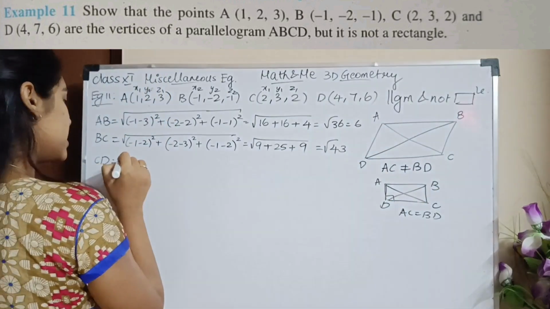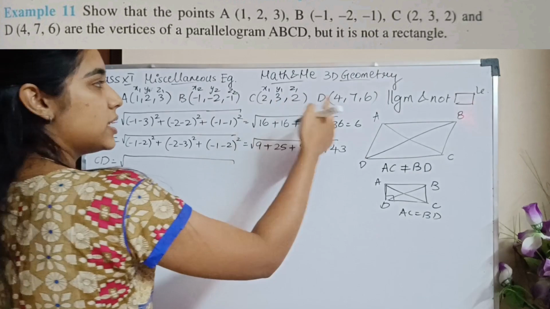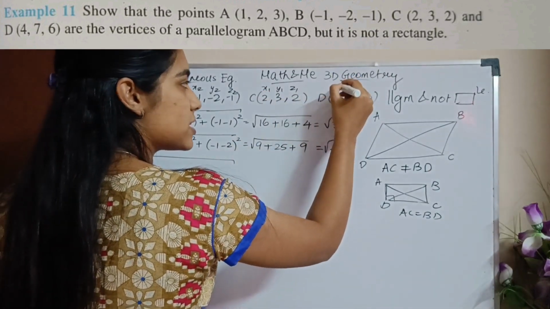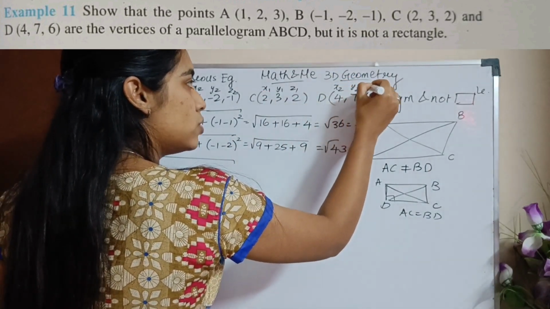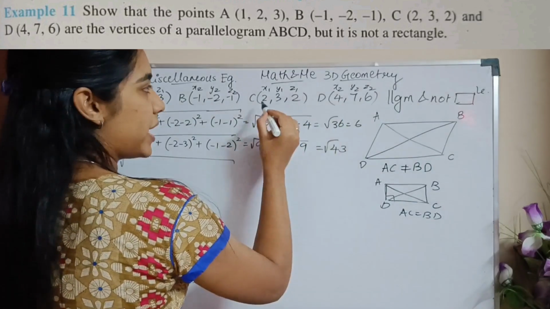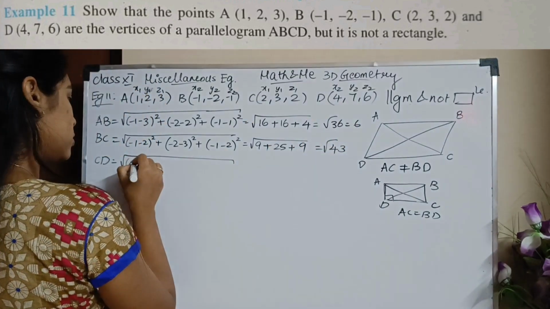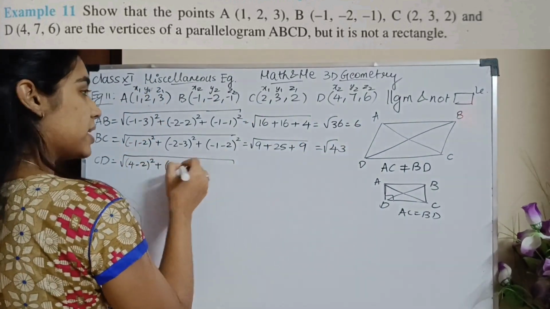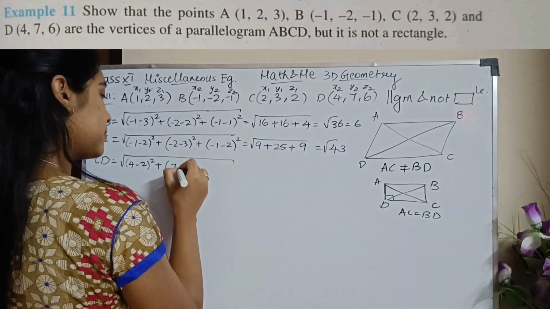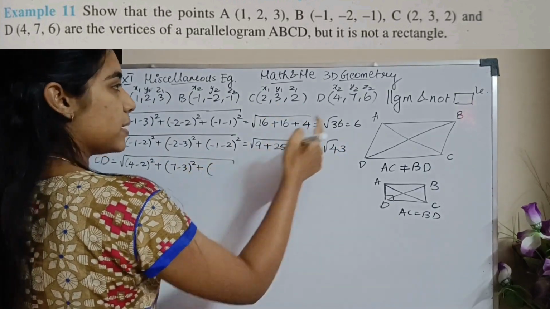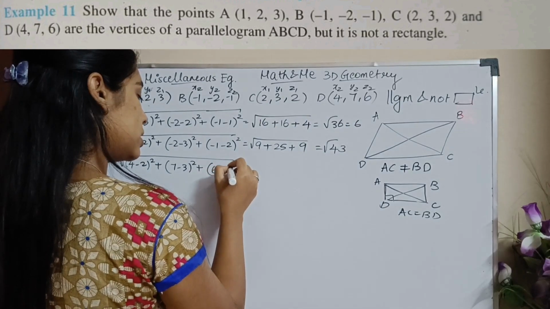So CD is square root of, now we are dealing with these two. So this is x1, y1, z1. So this will be x2, y2 and z2. So x2 minus x1, 4 minus 2 the whole square plus y coordinates 7 minus 3 the whole square plus 6 minus 2 the whole square.